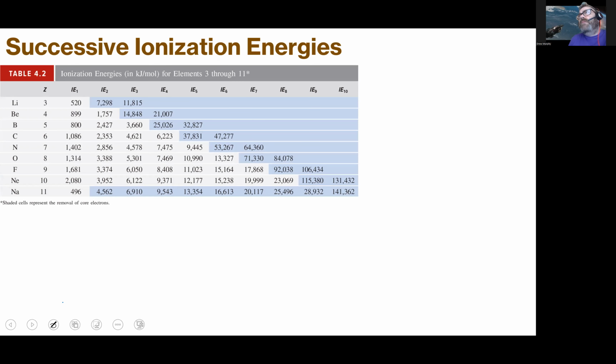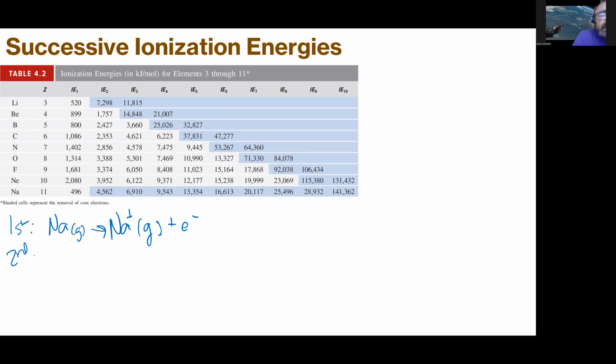Remember we said most main group metals will lose all of their valence electrons, and that happens kind of all at once, but we can strategically measure them. Let's look at sodium again. For the first ionization energy, we just talked about sodium in the gas phase going into a sodium ion in the gas phase and losing an electron. The second ionization energy is taking the 1+ ion and kicking out a second one to make a 2+ ion and releasing another electron, right?